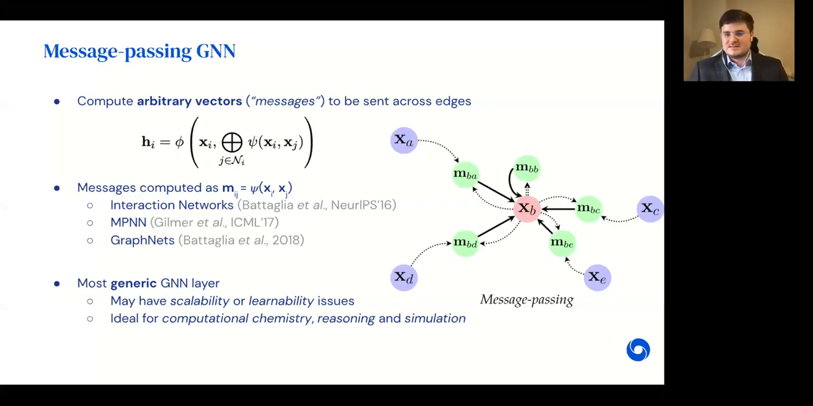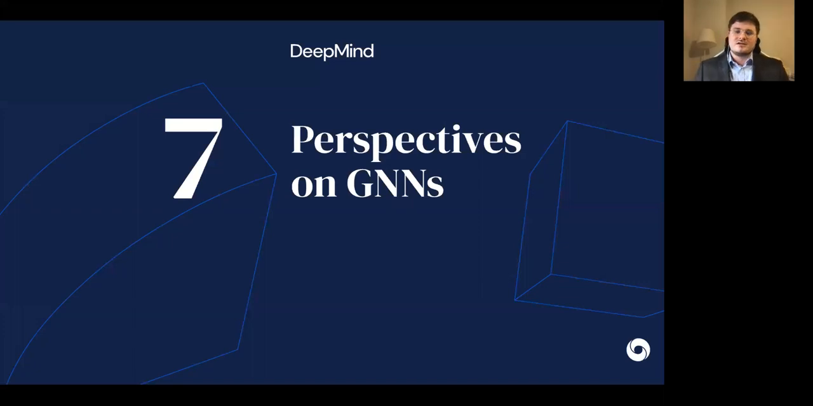As a result, this means they can fit some very complex simulation data like algorithmic reasoning, physical simulations, or computational chemistry. But that could imply some scalability or learnability issues, because now you have to store and compute an entire vector for every edge in your graph, and there's typically a lot more edges than there are nodes.